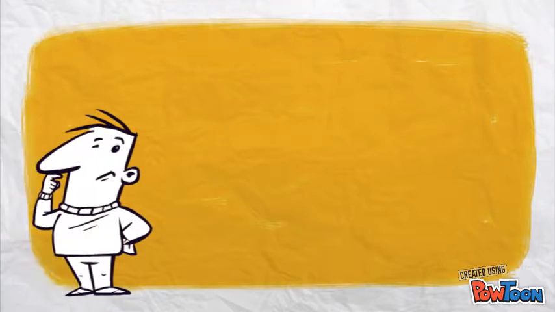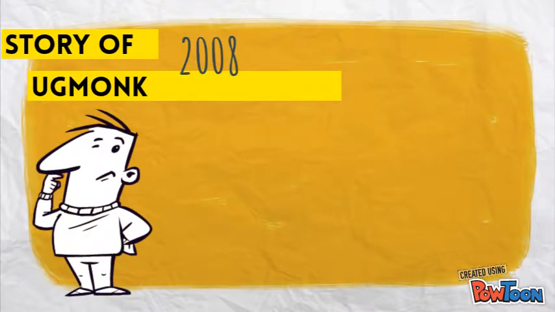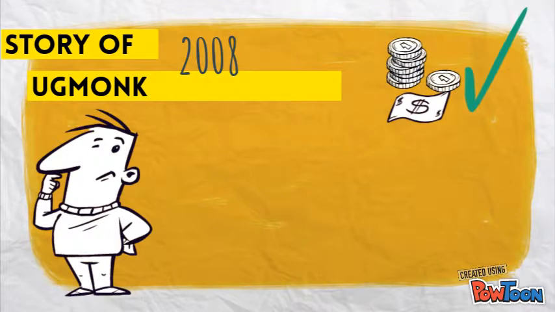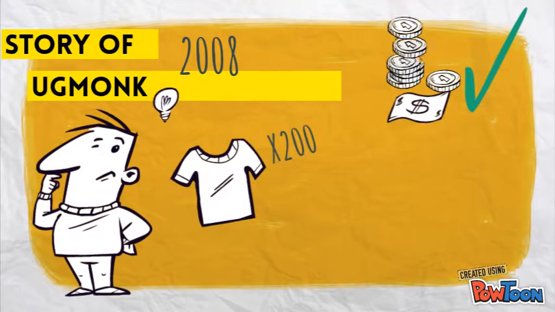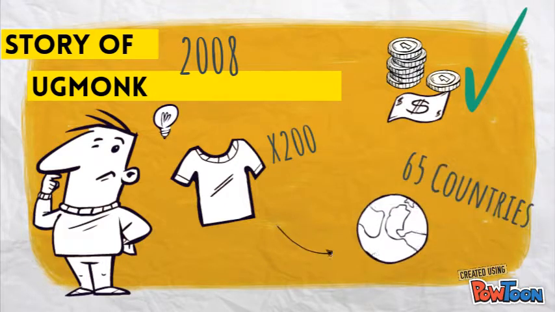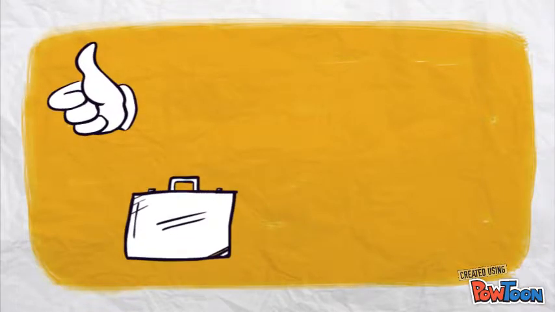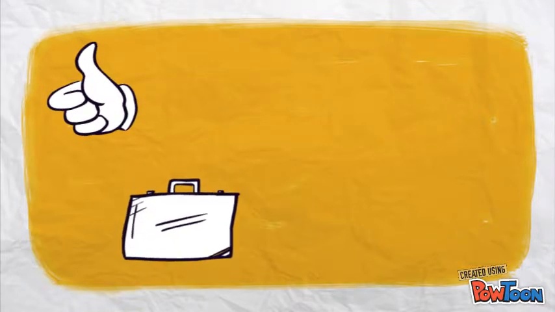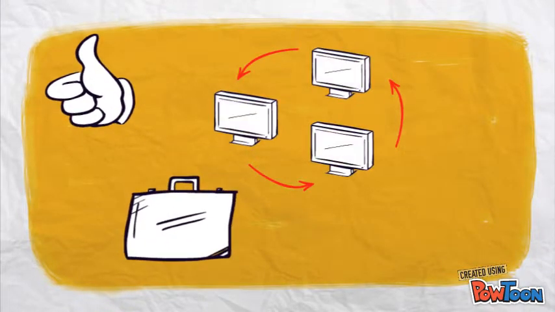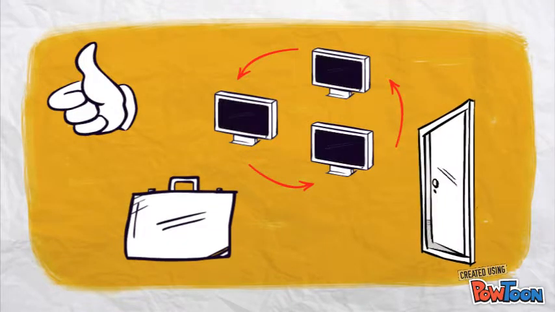The story of the US-based small e-commerce business Ugmonk goes back to 2008, when it started as an entrepreneurial experiment. 10 years later, the family-run company, which started with 4 designs and 200 t-shirts, has grown to export products to more than 65 countries worldwide. Moreover, Ugmonk is an example of a successful modern small enterprise that takes full advantage of the available IT infrastructure in order to efficiently manage its operations and compete in the global market.